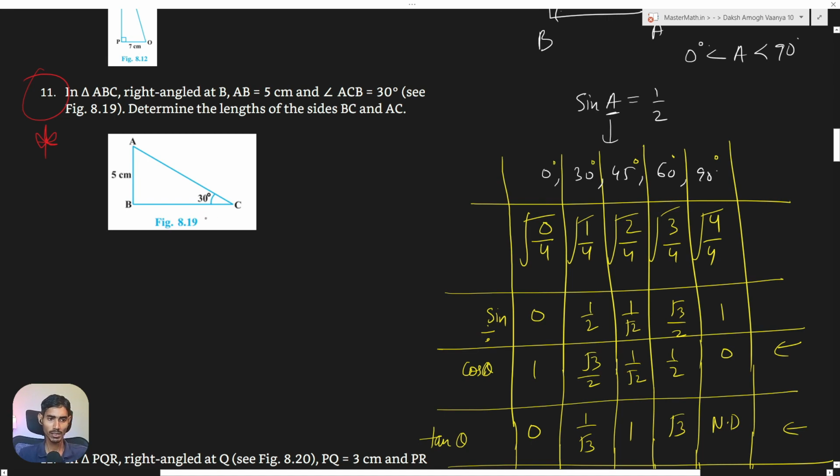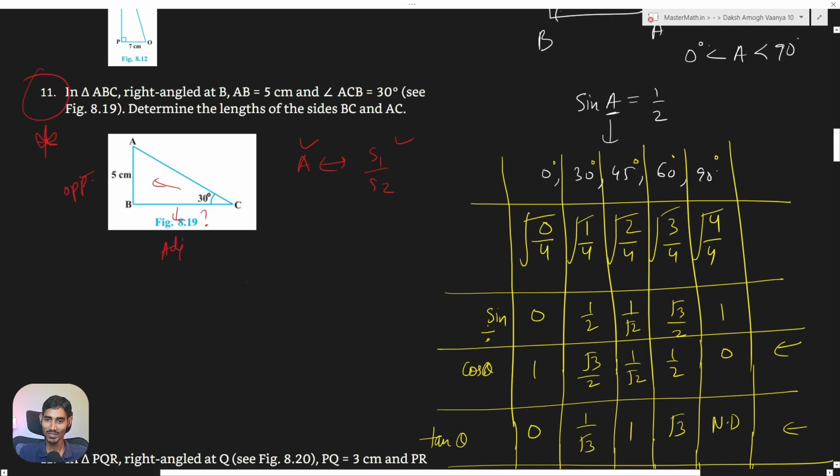So let's start with BC. BC is missing, so we have studied, right? One angle is related to two sides ratio. So one side AB we have, and one angle we already have. So two things we already have. Now we have to take the trigonometric ratio that has opposite and adjacent in it. So raise your hand and tell me which trigonometric ratio has opposite and adjacent.